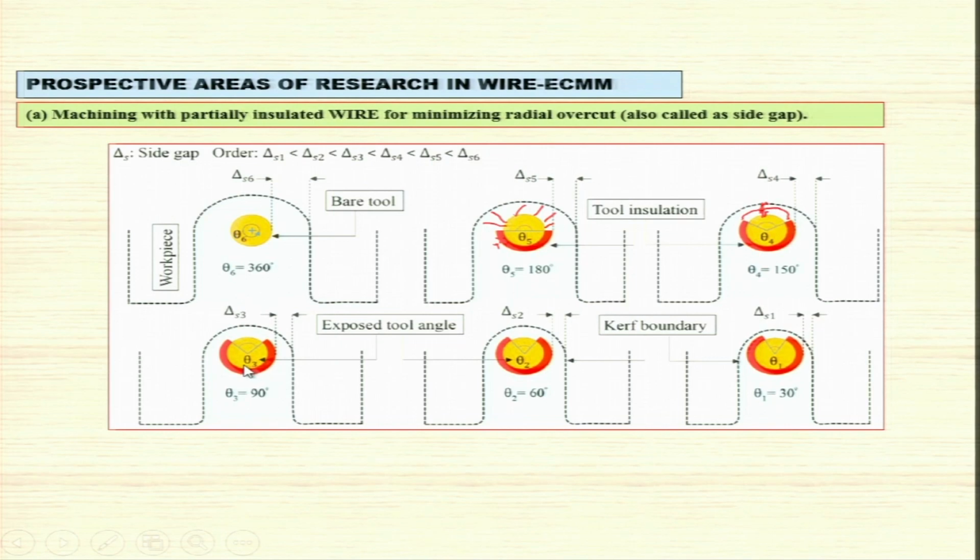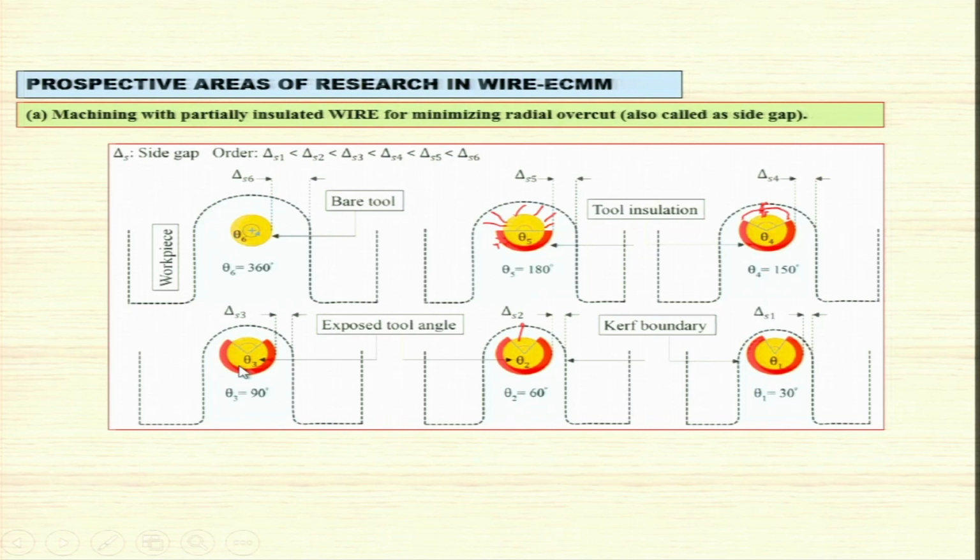Here it is only 90 degrees, theta 3, this is 90 degrees bare, which means approximately 270 degrees you are coating. This is the 60 degree bare part, where current is flowing from this part to the workpiece, and this is only the 30 degree bare part. So the smaller you make it, the better the performance you can have, but you have to really evaluate which case you are in, because machining efficiency is very important.